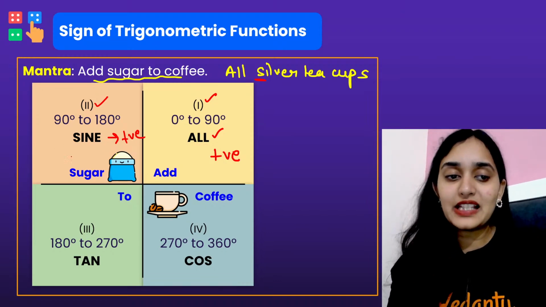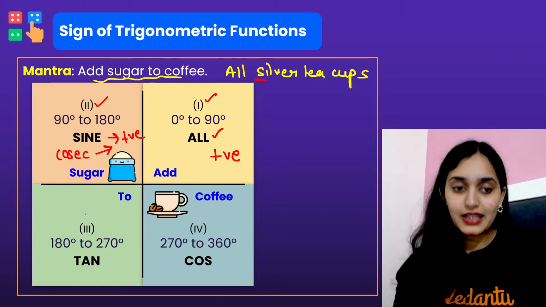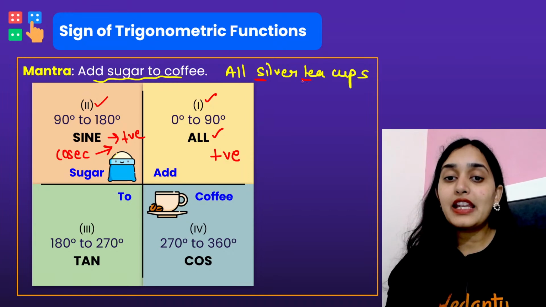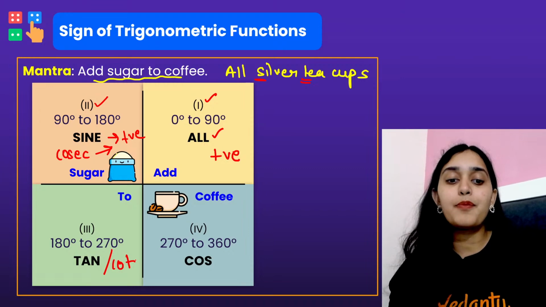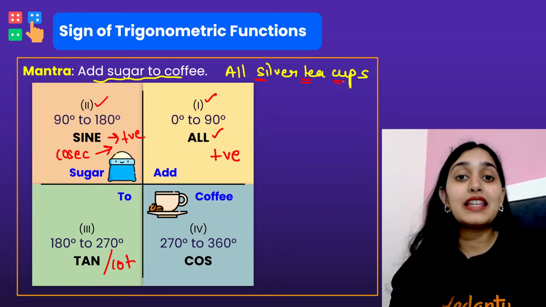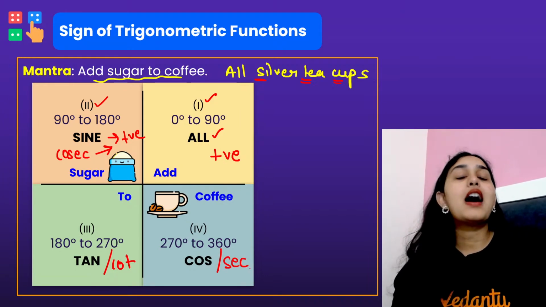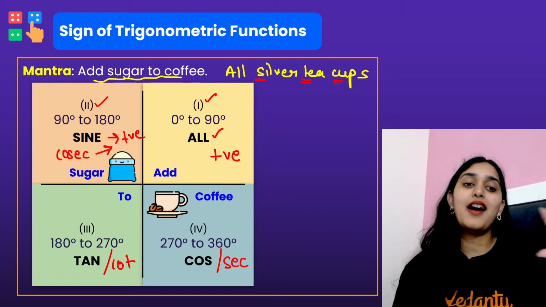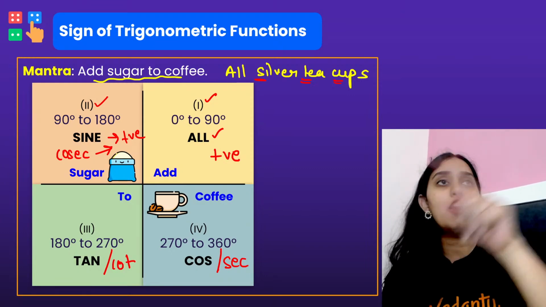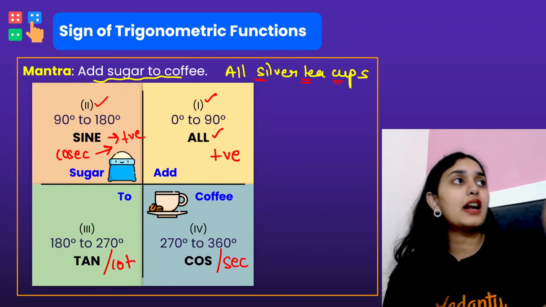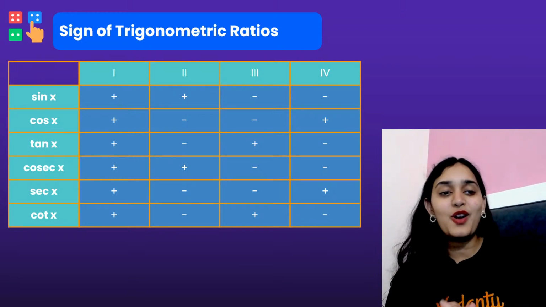So if sine is positive, obviously cosec will also be positive, right? In the third quadrant, T for tan: tan and cot are positive. In the fourth quadrant, C for cos: cos and sec x are always positive, the remaining are negative. So it is very easy to remember: first, second, third, fourth, all silver tea cups, add sugar to coffee. If you remember this line, you will be able to remember the sign rule also, right?